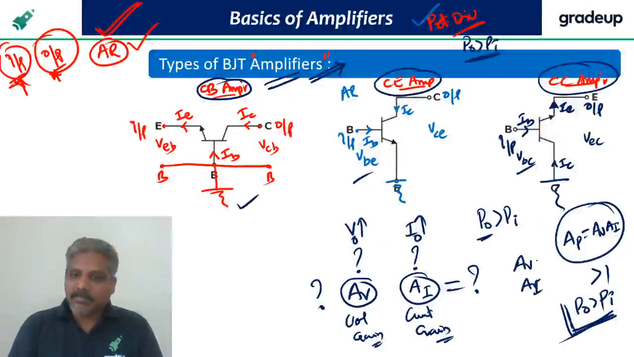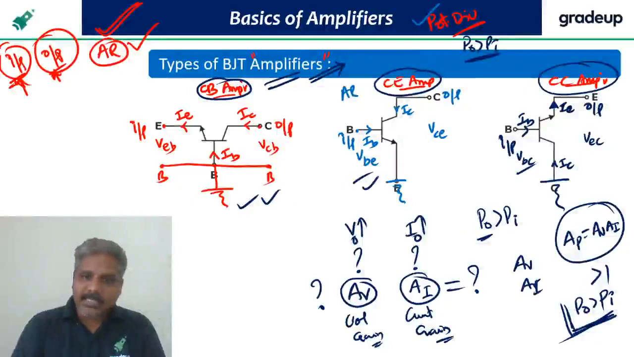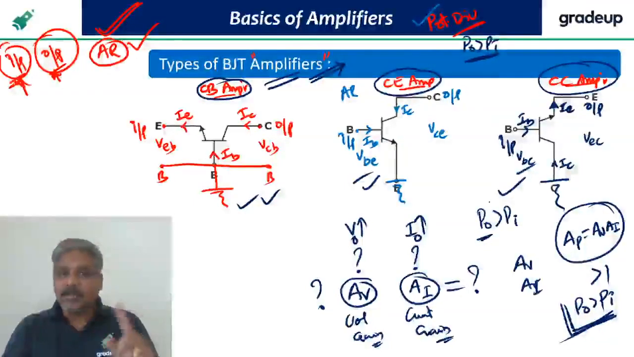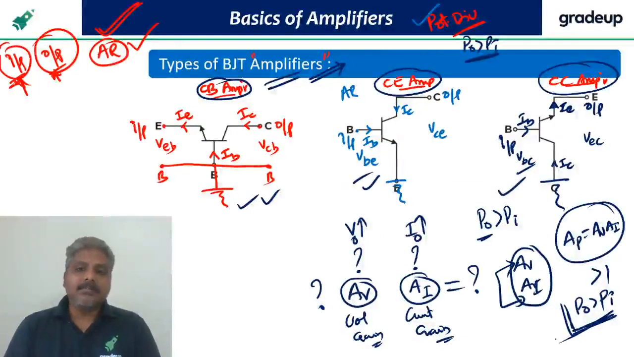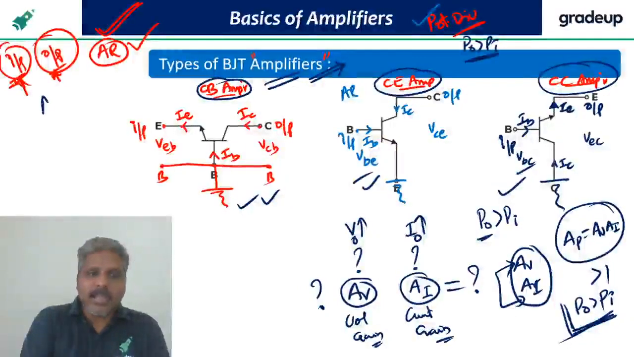That means for every amplifier, let it be a CB amplifier, CE amplifier or CC amplifier, because I am calling them an amplifier, I have to prove that the product of these two must be greater than 1. Then only I call it an amplifier. So for every circuit, I have to find AV and AI.